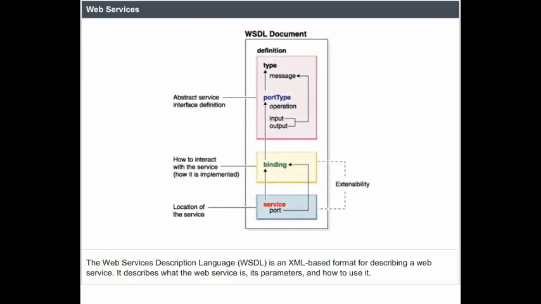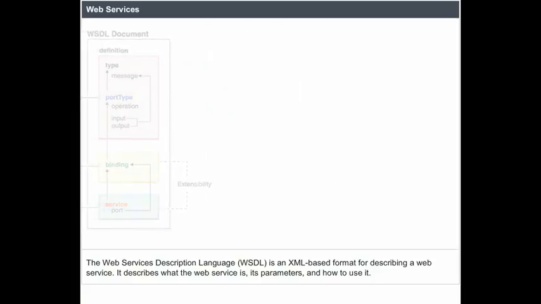The Web Services Description Language, WSDL, is an XML-based format for describing a web service. It describes what the web service is, its parameters, and how to use it.